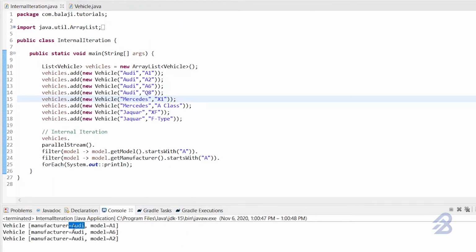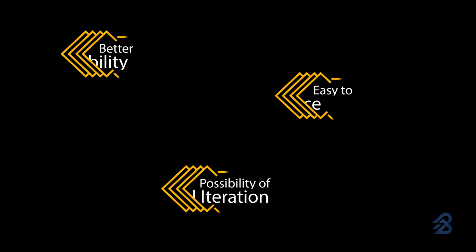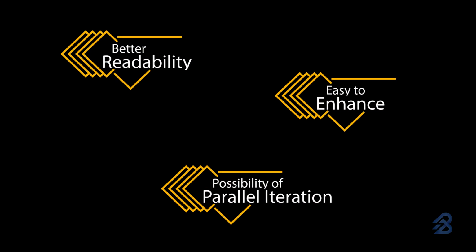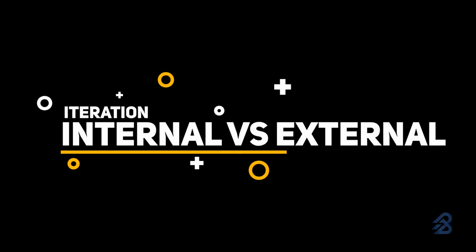Remember, there are some obvious costs to be considered while using parallel streams, which we will see in a different video. So better readability and easy enhancement to parallel processing as needed are all possible with internal iteration using streams. I hope this video helps you understand the difference between external and internal iterations and how streams help in achieving internal iteration.